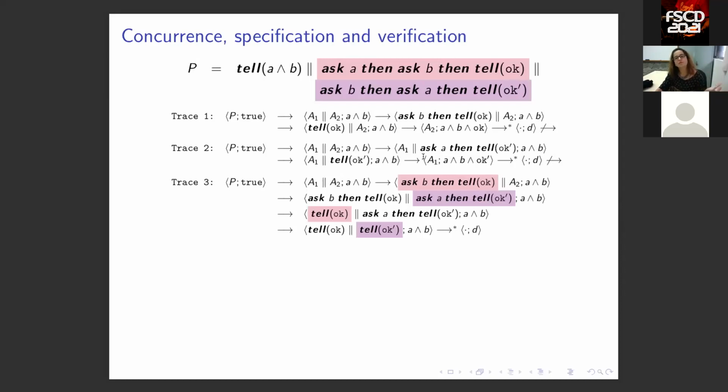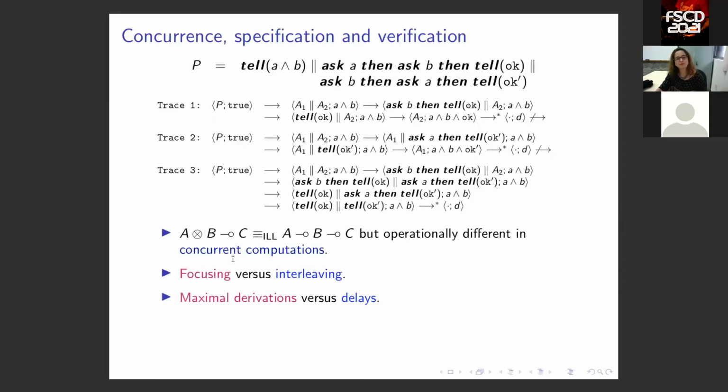Right, so now we have a problem, because focusing is not going to allow you to have this third trace here, okay? Because once you focus on an ask, and then you have another ask inside, you're forced to do this ask. So focusing forces you to do that. So when we have focusing, then we're not going to have this trace, right? But I said it's one-to-one, yeah. So for having all the traces, you have to put what we call delays.